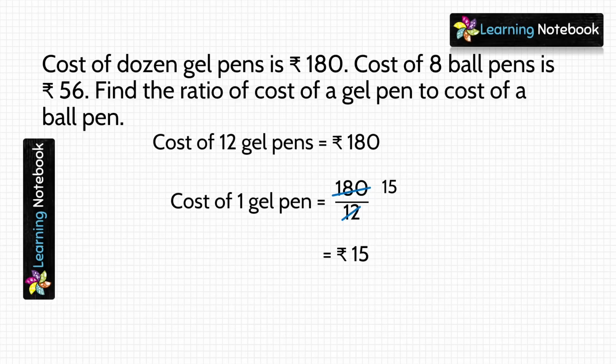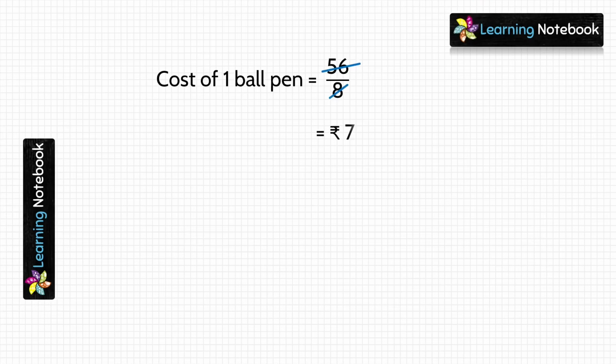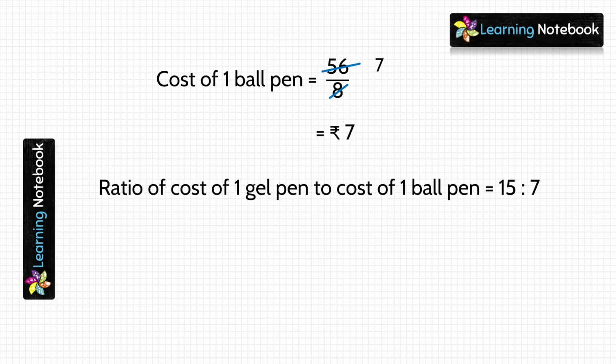In the same way, let's find the cost of 1 ball pen. We are given the cost of 8 ball pens is rupees 56. So the cost of 1 ball pen will be rupees 56 divided by 8, which is equal to rupees 7. So now students, we have got the cost of 1 gel pen as rupees 15 and the cost of 1 ball pen as rupees 7. So their ratio will be 15:7.